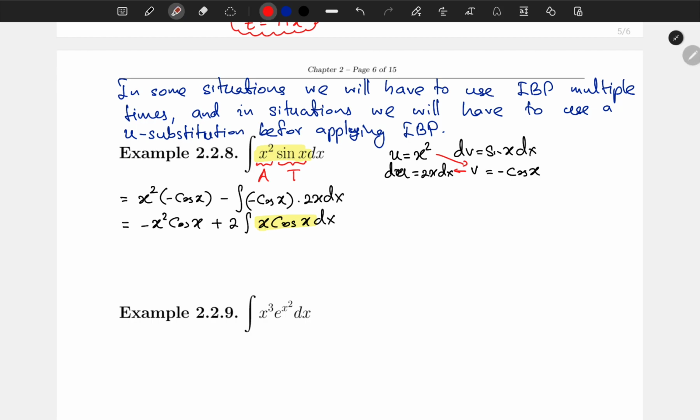So, sorry. x is an algebraic term. Cosine x is a trigonometric term. So, I'm going to choose u equals x and dv equals cosine x dx. Okay, if u equals x, du is dx, dv equals cosine x dx. By integrating, you get sine x. The integral of cosine x is sine x.